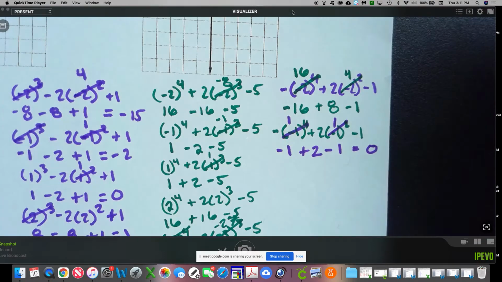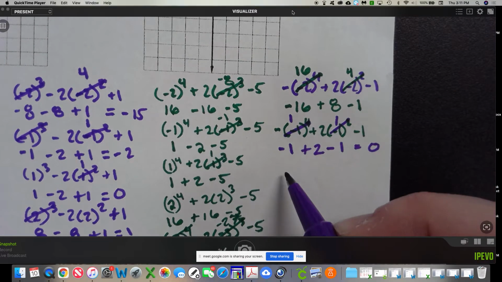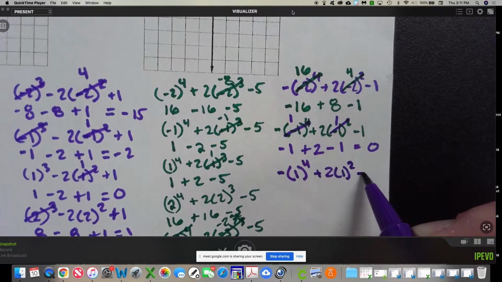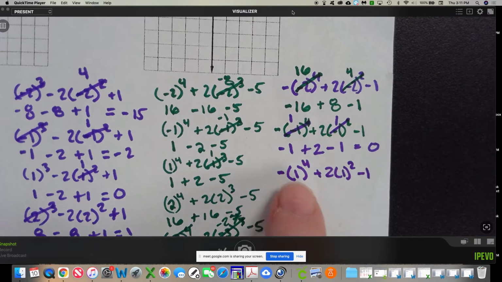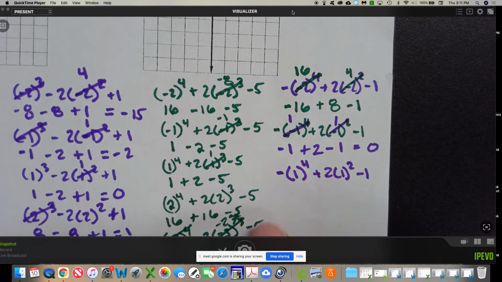Okay, now plugging in positive 1. -(1) to the 4th power plus 2 times 1 to the 2nd power minus 1. 1 to the 4th power is what we do first, 1 would be 1 and then we apply the negative, so -1.